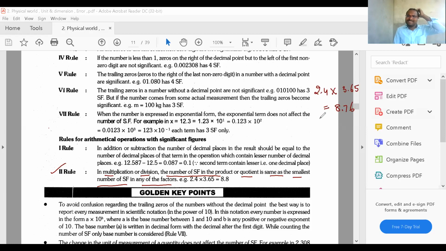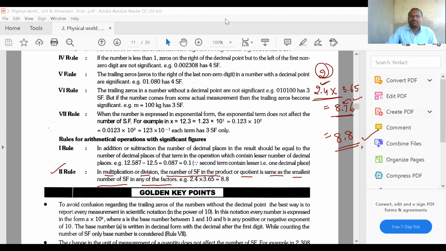But according to significant figures, because it is a product, the final result should have the number of significant figures such that, among these two numbers, whichever has the least number of significant figures, that many significant figures should be there. Among these two, the least number of significant figures is 2. So the final result also should have 2 significant figures. So we can drop the 6. When you drop the 6, because this number 6 is more than 5, we have to add 1 to 7, so it becomes 8.8. So 8.8 is your final result because it has 2 significant figures.